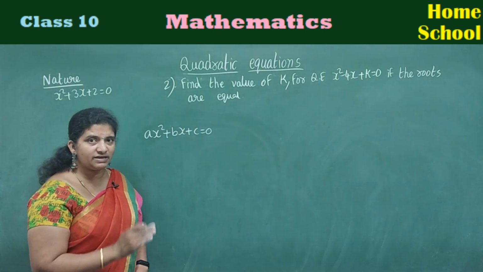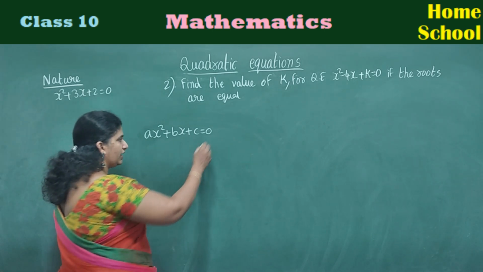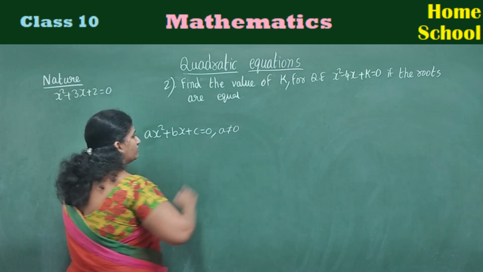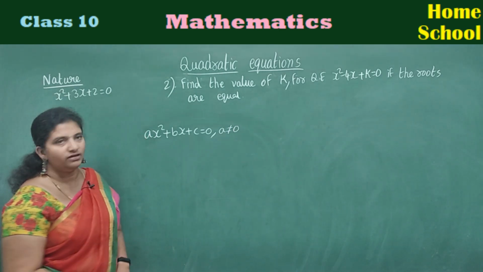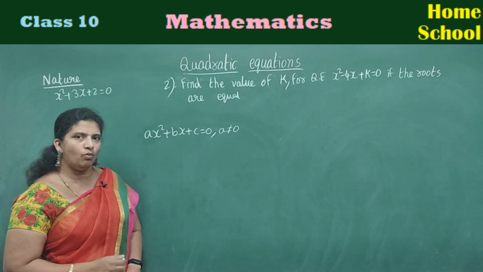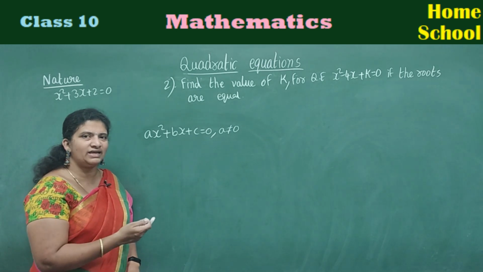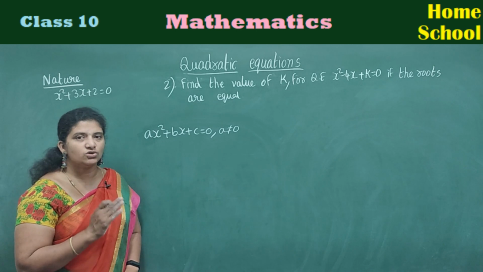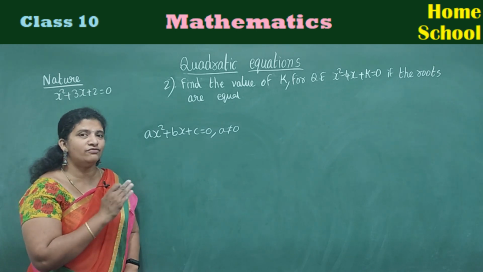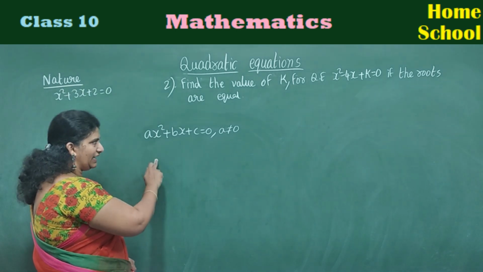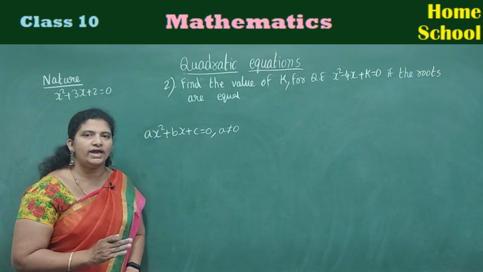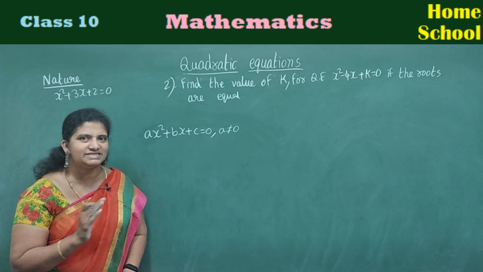Still you need to write something. What is that? Put a comma where a cannot be equal to 0. This condition also you need to write. If a becomes 0, what happens? Then that quadratic equation becomes a linear equation. So therefore, the standard form of a quadratic equation is ax square plus bx plus c equal to 0, where a cannot be equal to 0.